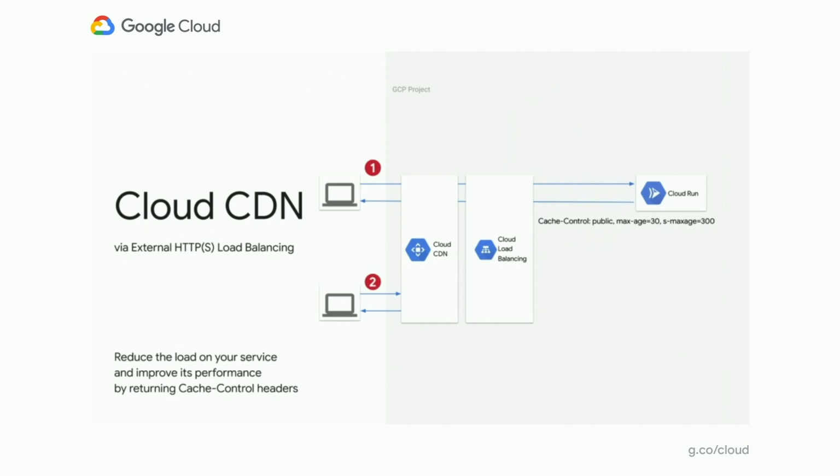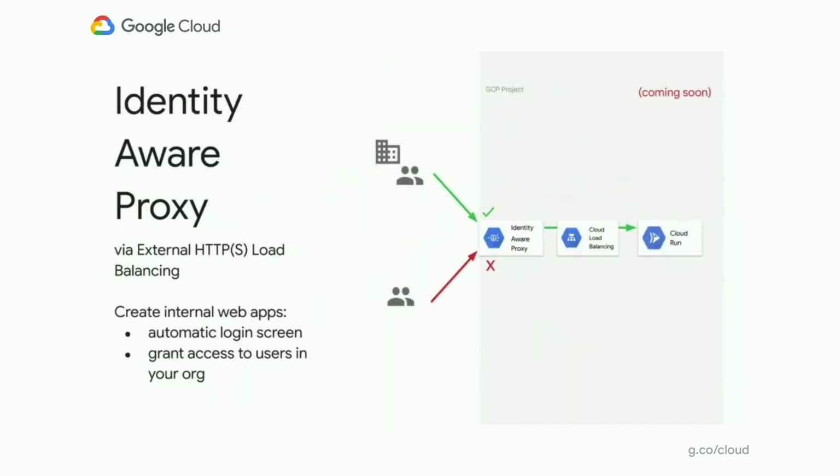So that's not all. Google Cloud Load Balancer integration gives us even more. Identity-aware proxy is something that allows you to add basically a login screen on top of your Cloud Run service. And this login screen can enable you to grant access to only certain users inside your organization, for example, your employees for an internal application. So once again, identity-aware proxy via Google Cloud Load Balancing on top of Cloud Run.